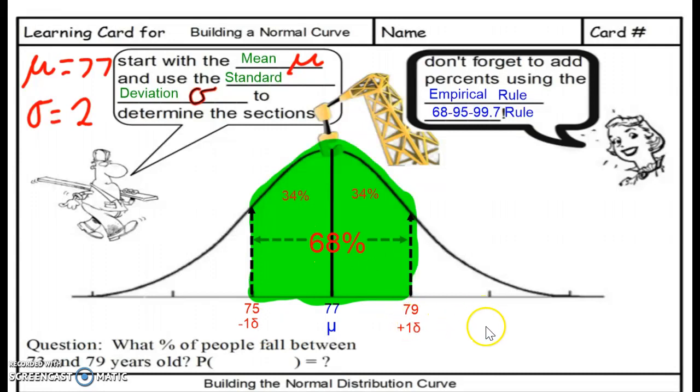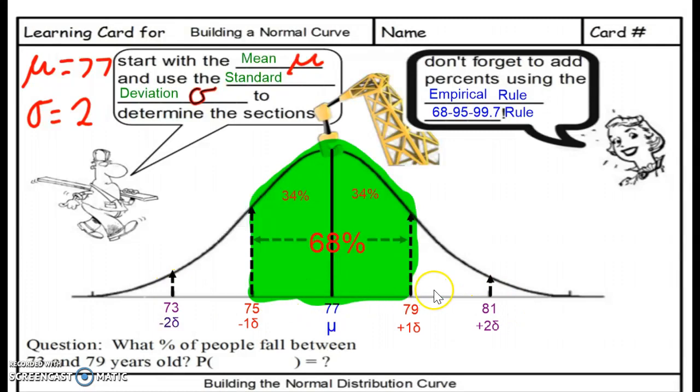Well, what if I go 2 standard deviations in both directions or 3 standard deviations in both directions? Let's take a look at that. All right, let's take a look at 2 standard deviations in both directions. So if I go 2 standard deviations, I'm going to go from 77 down to 73 because minus 2, that's our standard deviation. And if I go 2 standard deviations above, 77 plus 2 takes me to 81.